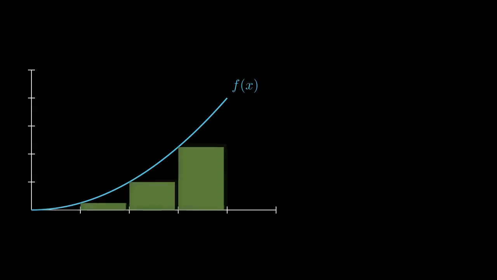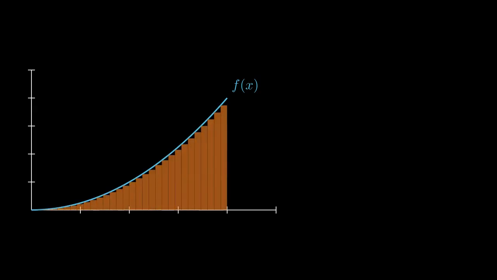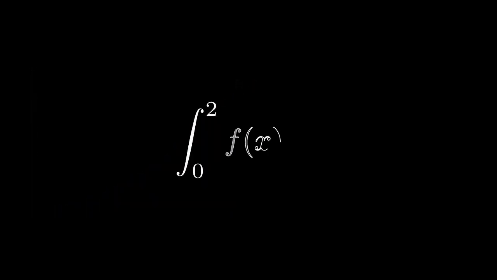The integral takes this process to the limit, where the number of rectangles becomes infinite and their width becomes infinitesimally small. This gives us the exact area under the curve. In mathematical terms, we're finding the definite integral of f of x from 0 to 2.